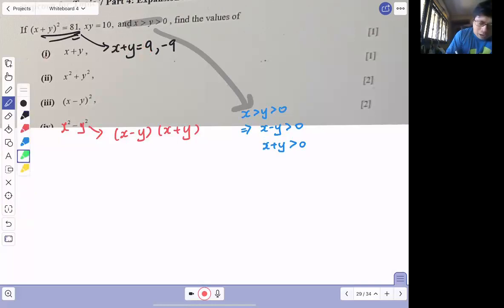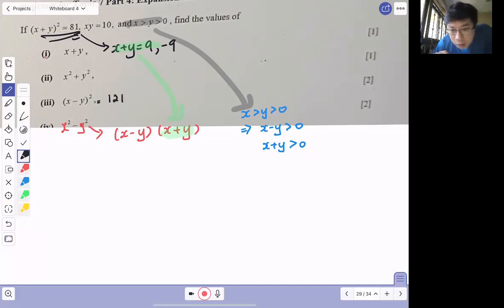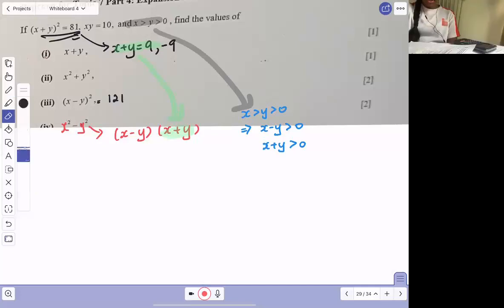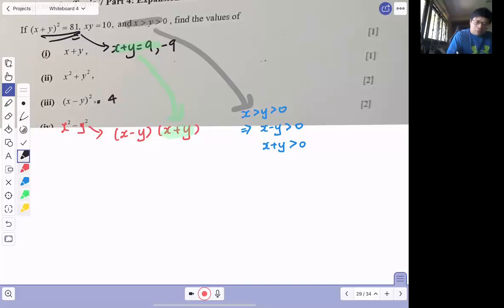Because that fits into this term here. From part 3, the answer is 41. So that will also tell you that x minus y could be either square root 41 or negative of square root 41.